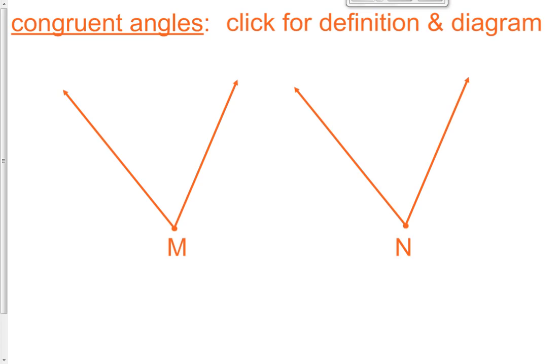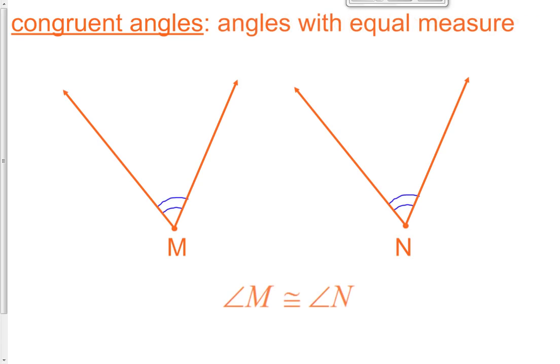Congruent angles, just like congruent segments were two segments that were the same length, congruent angles are angles that have the same measure, or angles with equal measure. So if this is 40 degrees and angle M is congruent to angle N, then this one is also 40 degrees.